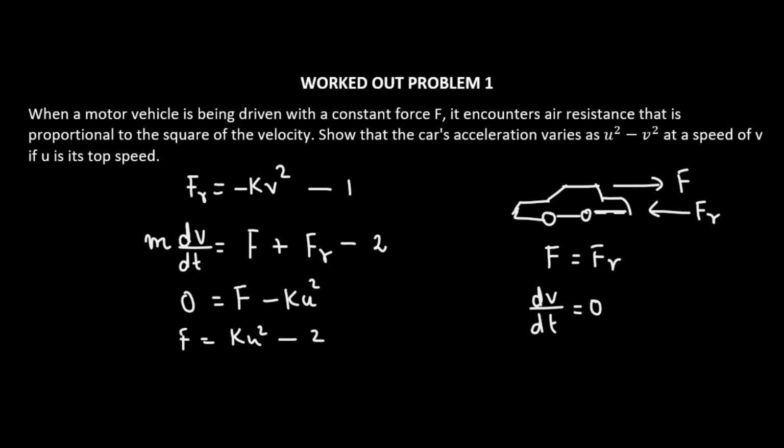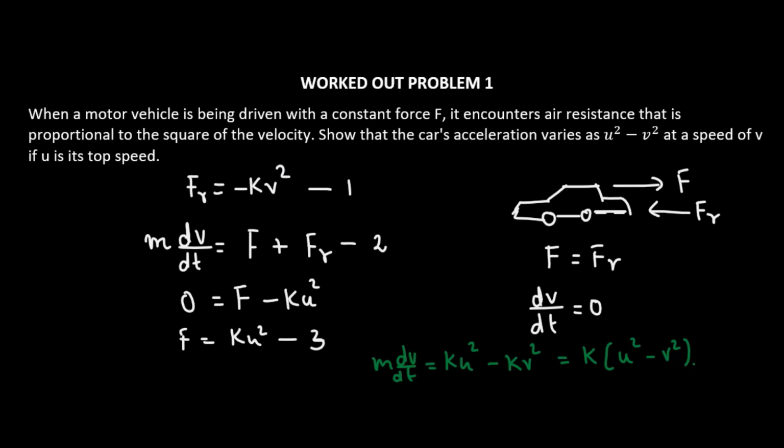Now let's substitute 1 and 3 into our equation number 2. That gives us m dv/dt equals F, which is K u squared, minus FR, which is the drag force, that is K v squared. If we take K as the common factor, we have K times u squared minus v squared. And that is the solution that proves it, that the car's acceleration, which is dv/dt, is proportional to u squared minus v squared.